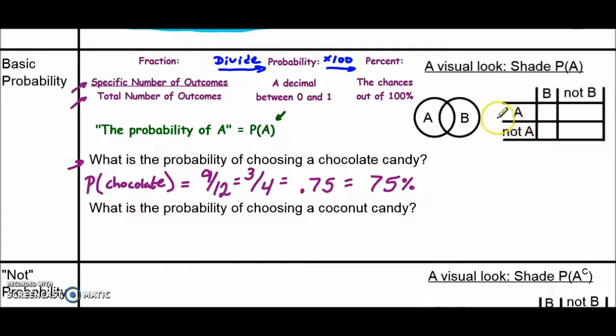Now, if I wanted to represent the probability of A happening on a Venn diagram, remember that's everything inside the A circle. If I want to represent it on a two-way table, that's everything in that same row or column as A. Now pause here and try to find the probability of choosing a coconut candy. Please find the probability as a fraction, a decimal, and a percent, all three ways. Pause the video now.